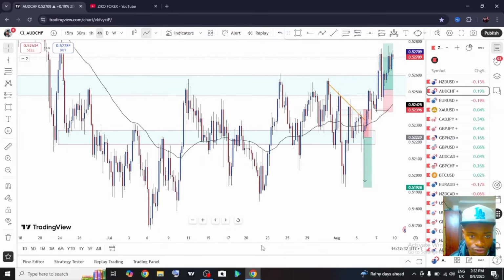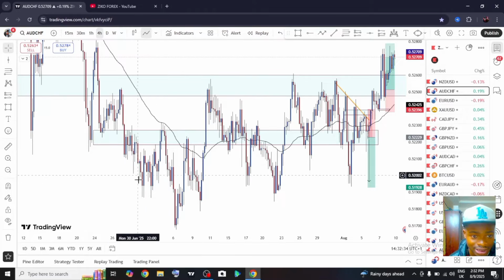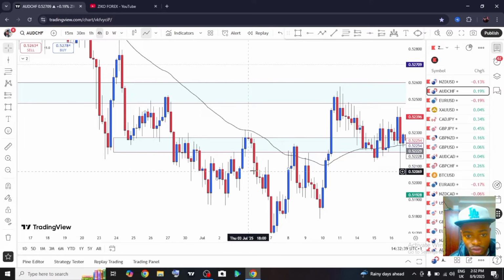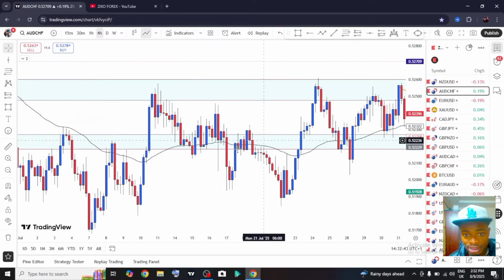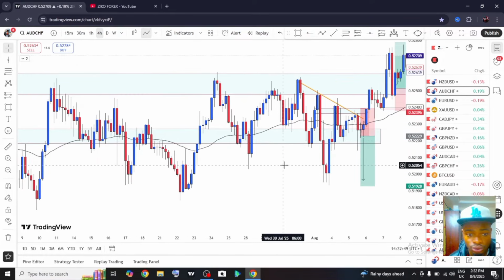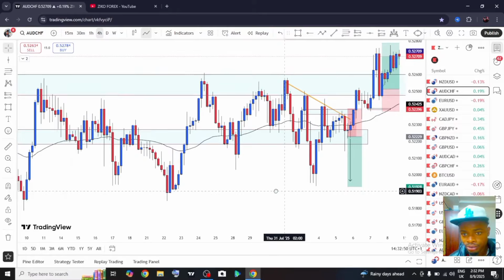Now if you look at this area of interest right here, this particular one, you can see that anytime we are below this area of interest, we are rejecting down. When we are above, we are rejecting up, right? Same thing here. Anytime we are above, we are rejecting up. Whenever we are below, like this, we are rejecting down.